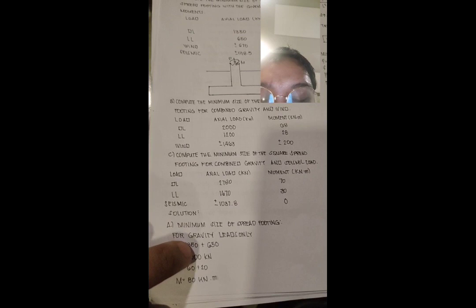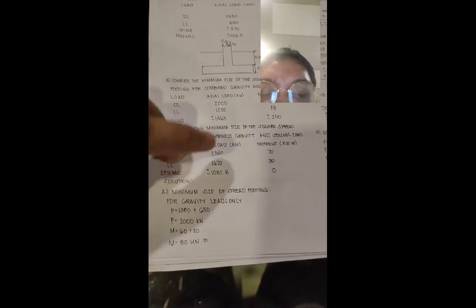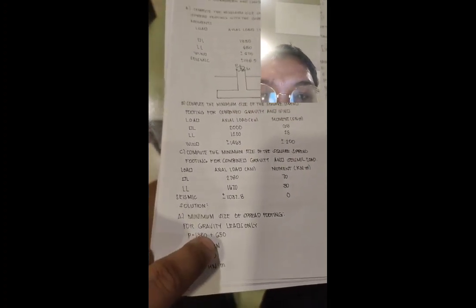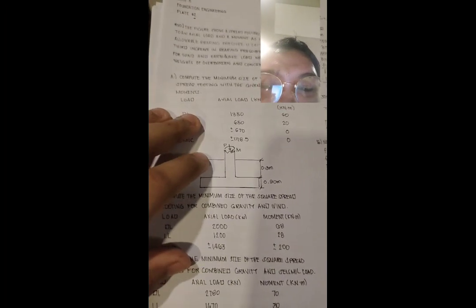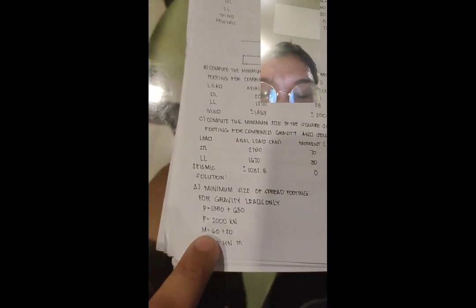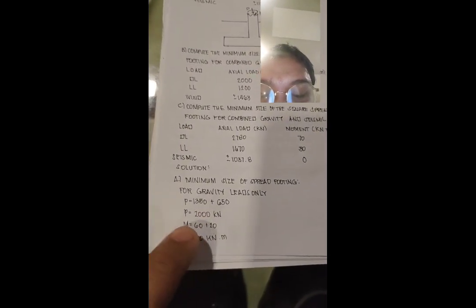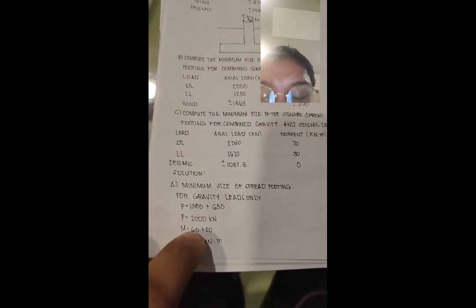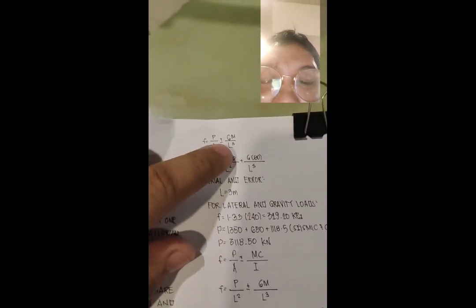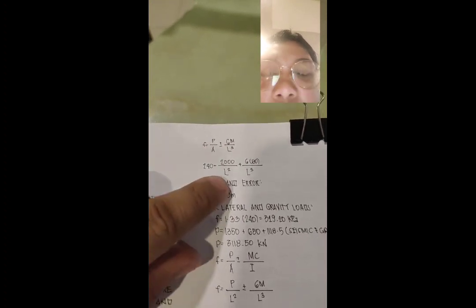So, solution. For A, minimum size of spread footing for gravity loads only, we have P, 1,350 plus 650. Ayan yung load niya. Nasa na siya yung A, 1,350 and 650. So, we have here 2,000 kilonewton. And the moment is, M is 60 plus 20. We have here 80 kilonewton meter. So, next, F is equals to P over A plus or minus 6M all over L cube. So, we have F here na 240.